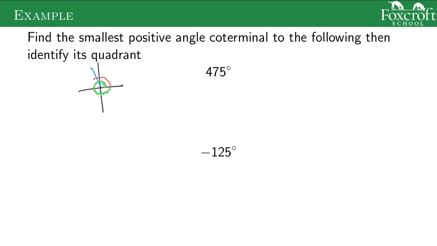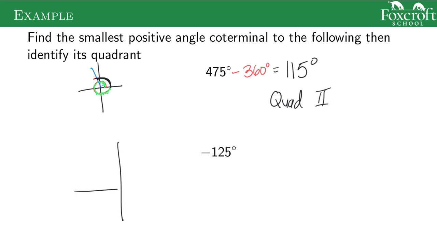So I'm going to take 475 and subtract 360 degrees from it, because that's a full circle, and it's going to get me back to a starting point where I'm just worried about the smaller angle. So I do 475 minus 360, and I get 115 degrees. So 475 and 115 look the exact same. 115 is easier to work with because now I can identify the quadrant. It's in quadrant 2, because it's between 90 and 180.